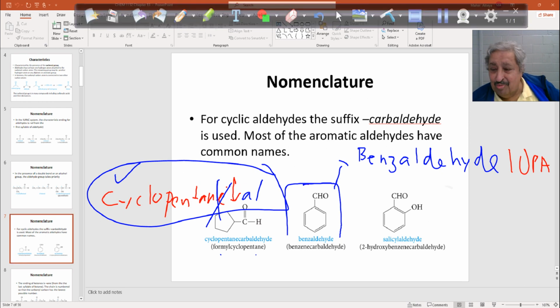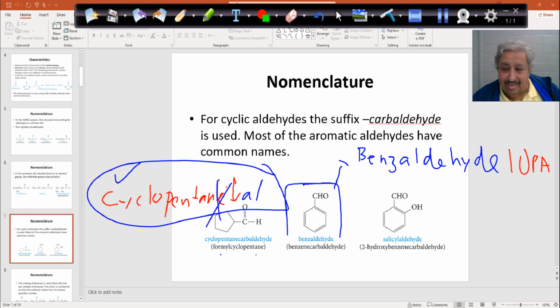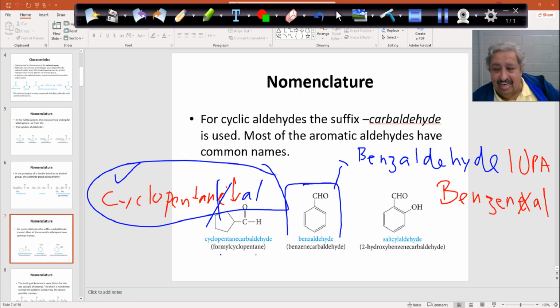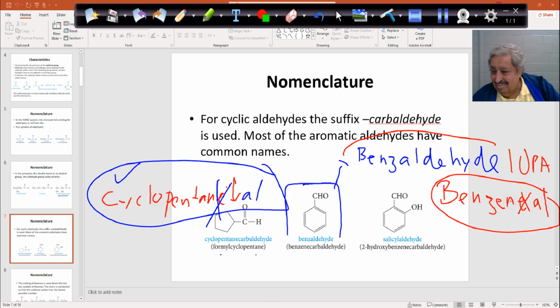So according to the theory we started with, benzene, take the E out, add Al. Anytime I have Al, that's an aldehyde. Benzeneal. That's the correct name, but it's very difficult to pronounce. So the IUPAC said, instead of benzeneal, let's take this one here, take the Al out, add aldehyde to it: benzaldehyde.